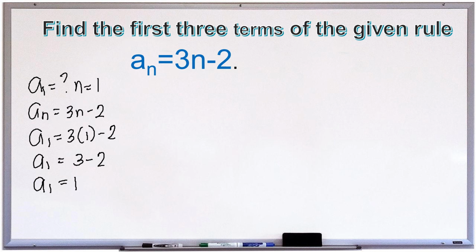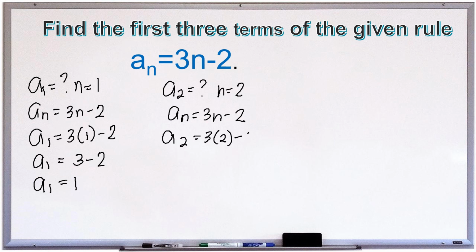Let's have the second term. A sub 2 is equal to, n will be 2. Our given is a sub n is equal to 3n minus 2. Substitute the value of n, that is 2. A sub 2 is equal to 3 times 2 minus 2. A sub 2 is equal to 6 minus 2. Therefore, a sub 2 is equal to 4.